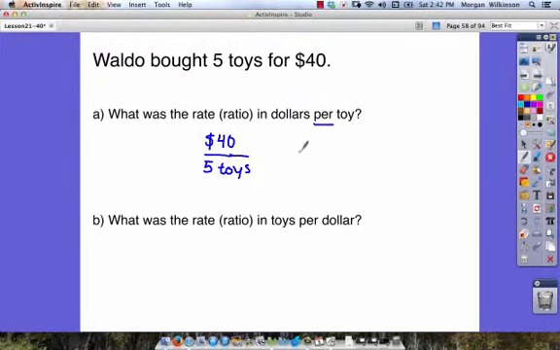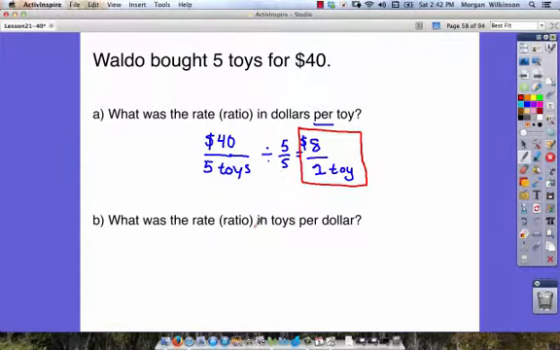And we've got our ratio written, but we want to reduce. So we're going to divide by the greatest common factor of 5. 40 divided by 5 is $8. 5 toys, 5 divided by 5 is 1. $8 per 1 toy. We've got our final answer. We could box this one and move on to question B. We always want to reduce these rates or ratios whenever possible.